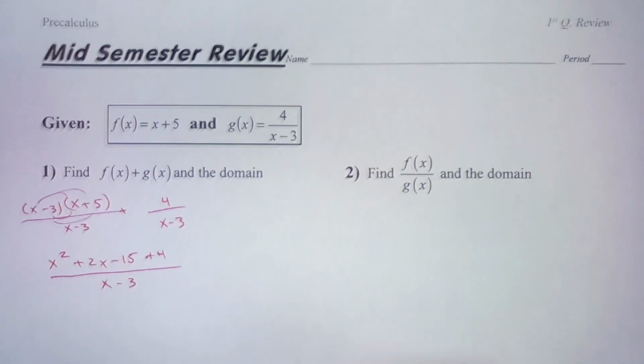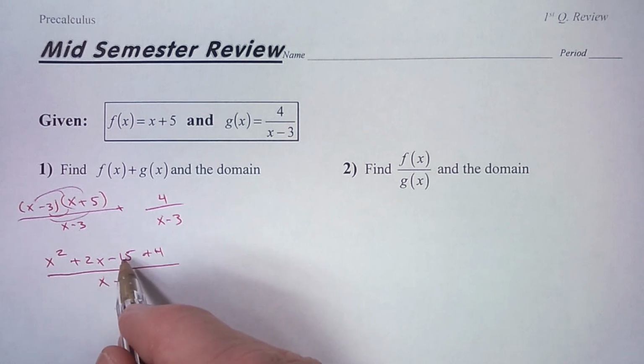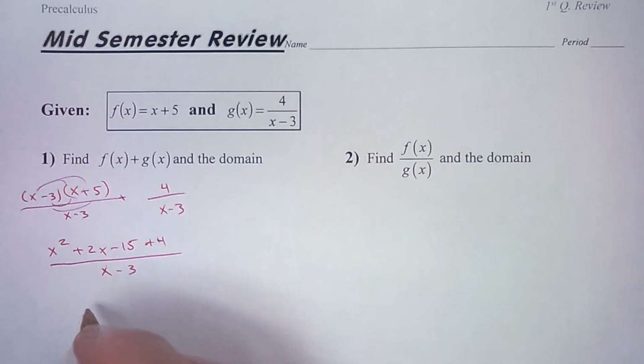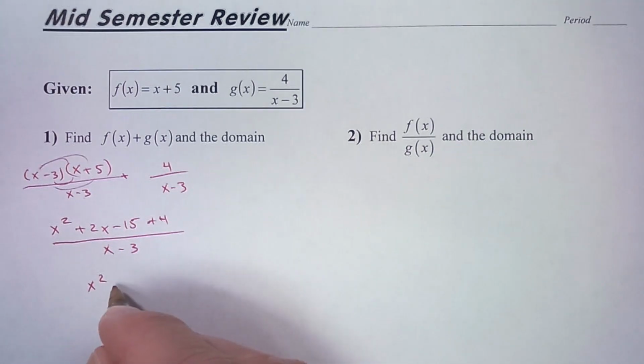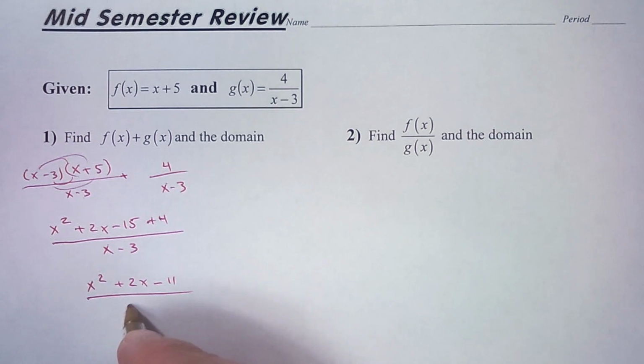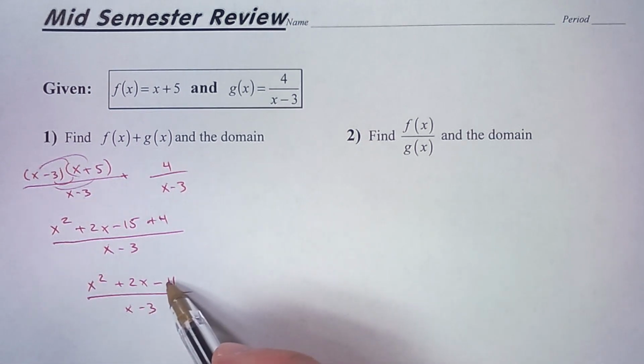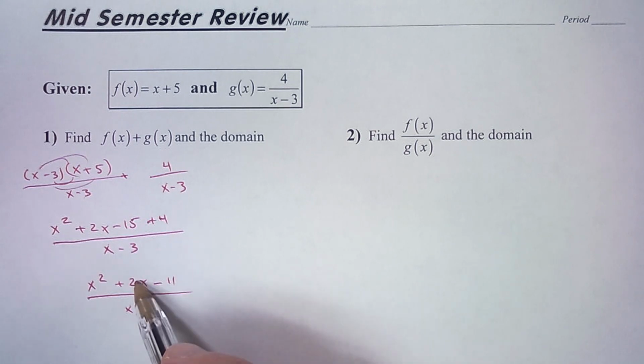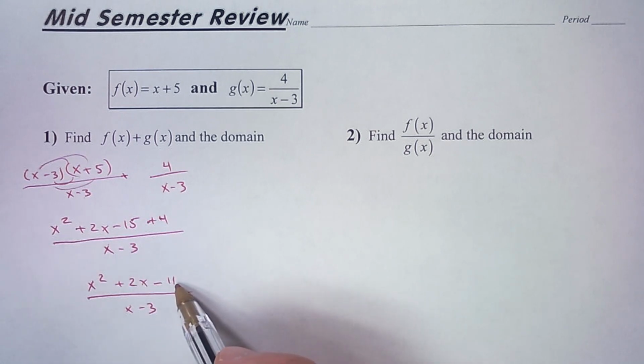So now I will combine like terms, so I get x squared plus 2x minus 11 all over x minus 3. There's not going to be anything that multiplies to negative 11 and adds to 2, so I won't be able to factor this, so this will be my simplified form.